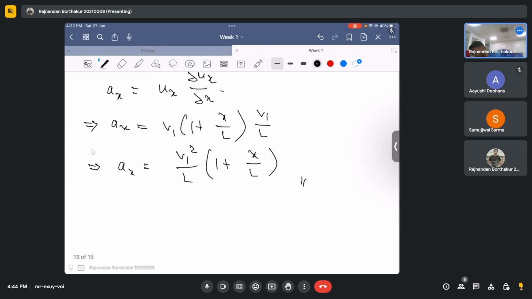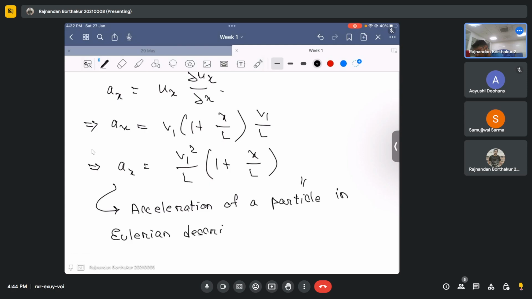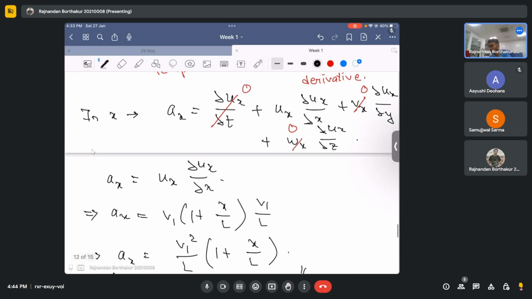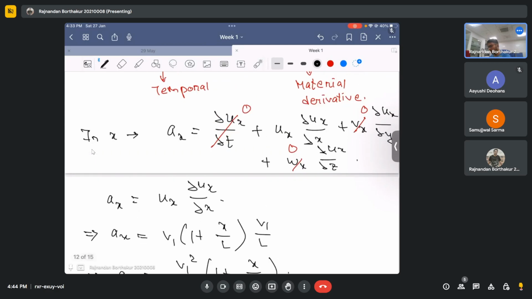So I'll write down: this is the acceleration of a particle in Eulerian description. I hope this is clear. If you have any doubts, please let me know. I hope this is clear to everyone.